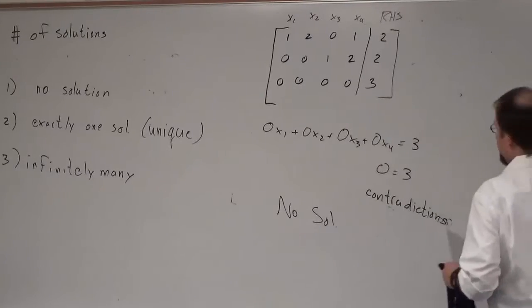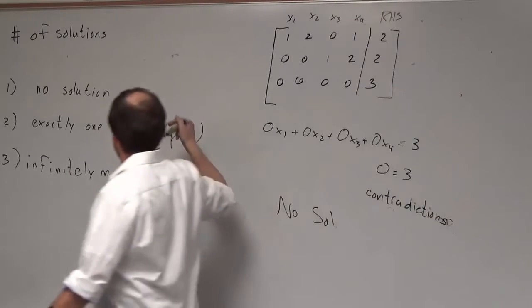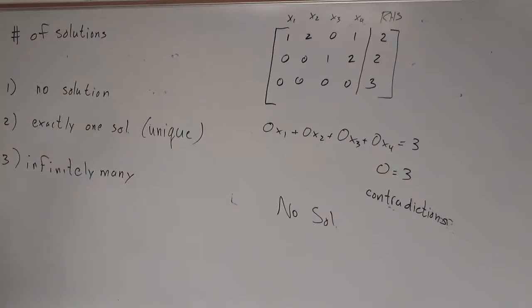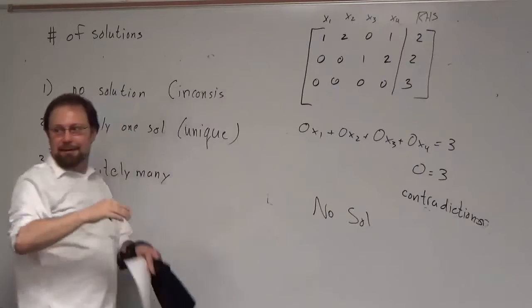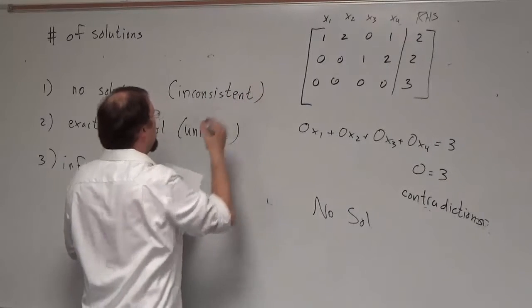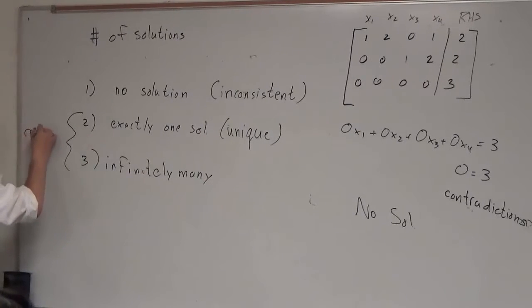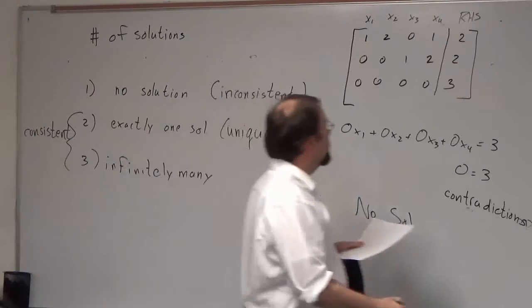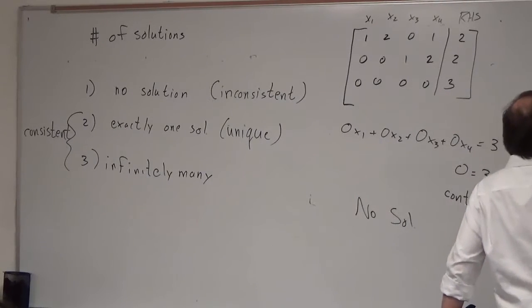What's the name for a system with no solutions? Inconsistent. Like somebody's story is inconsistent, it doesn't match up. So this is inconsistent, and what do you call these cases where we do have at least one solution? Consistent system. So that was inconsistent. Now let's look at a matrix where the system is consistent.